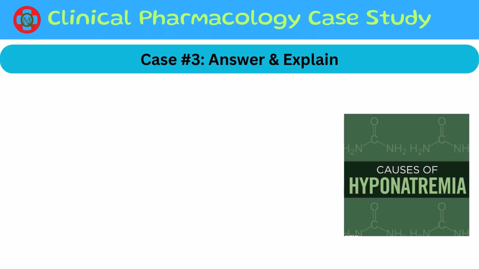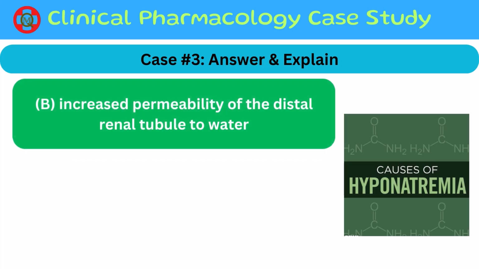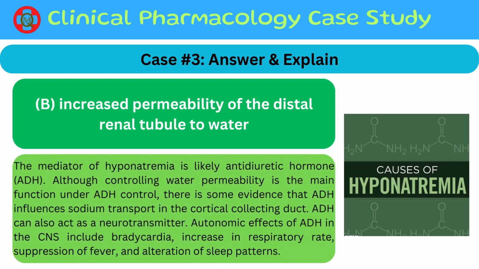The correct answer is B. Increased permeability of the distal renal tubule to water. Explanation: The mediator of hyponatremia is likely antidiuretic hormone, ADH. Although controlling water permeability is the main function under ADH control, there is some evidence that ADH influences sodium transport in the cortical collecting duct. ADH can also act as a neurotransmitter.